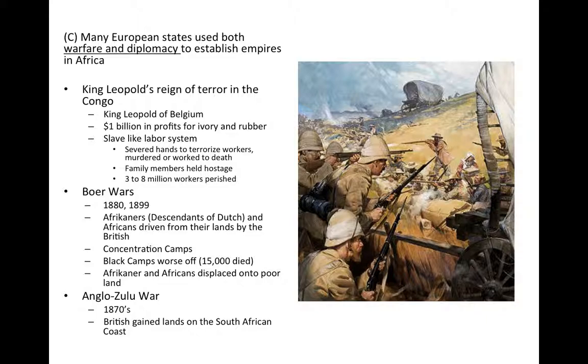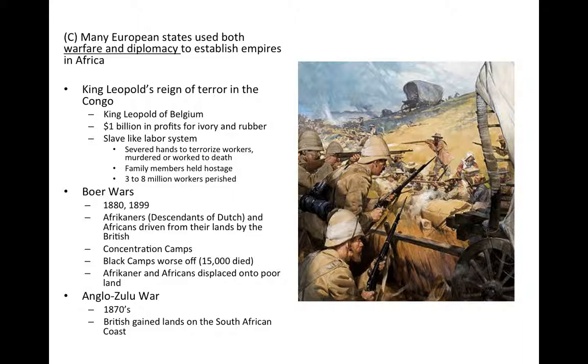All right. Subconcept C states many European states use both warfare and diplomacy to establish empires. So you want to be able to provide examples of conflict and diplomacy to enable European nations to have these empires. And I think the best example of that would be King Leopold, his reign of terror in the Congo. He made a lot of money. This is also a great example of economic imperialism, $1 billion in profits from the ivory and rubber trade, extracting those resources. But the problem would be that he used a slave-like labor system.